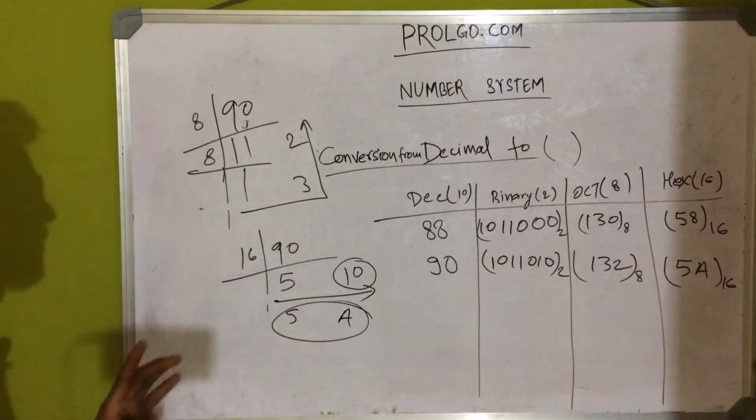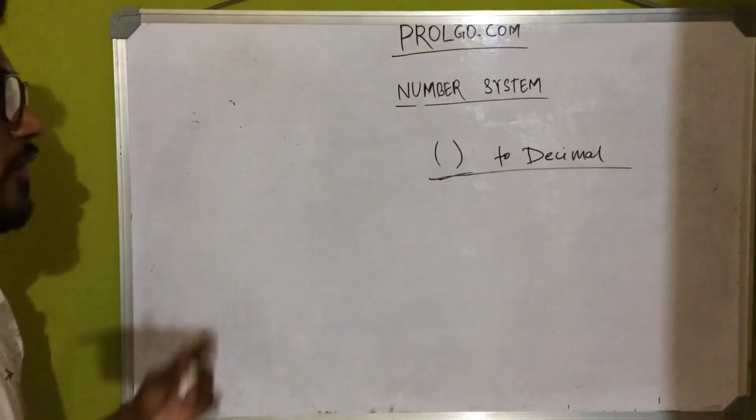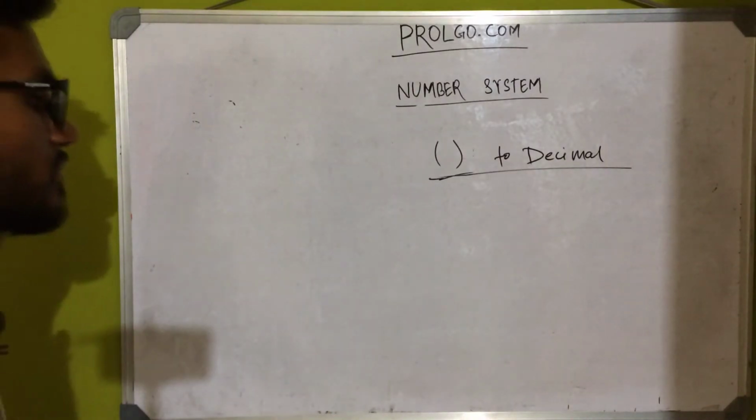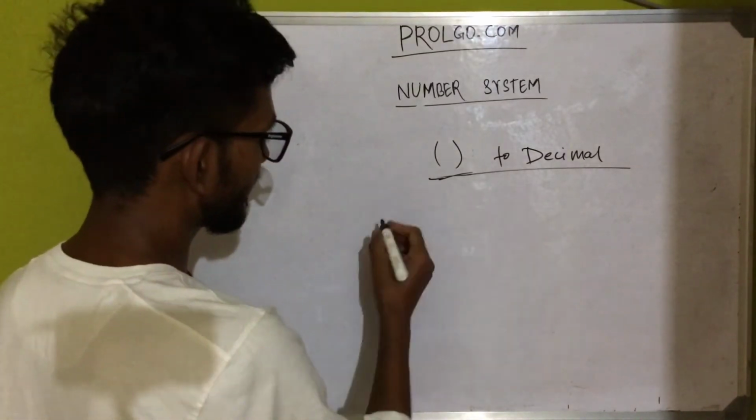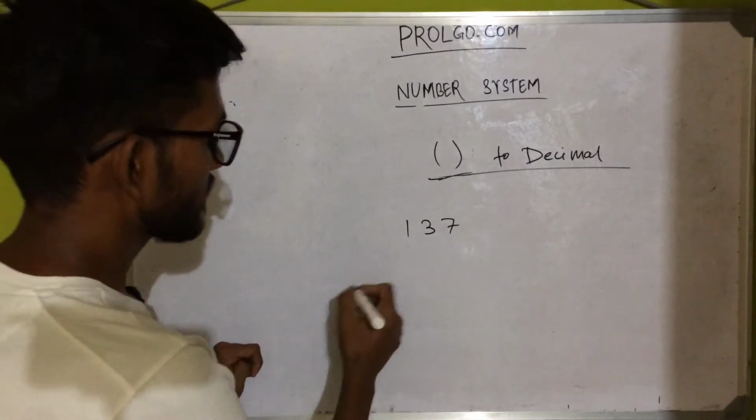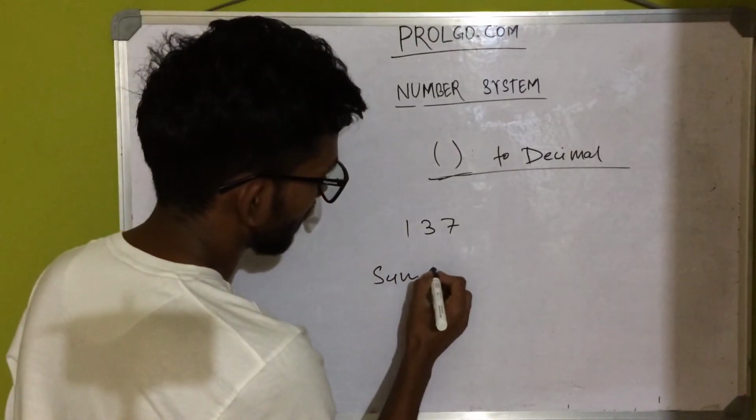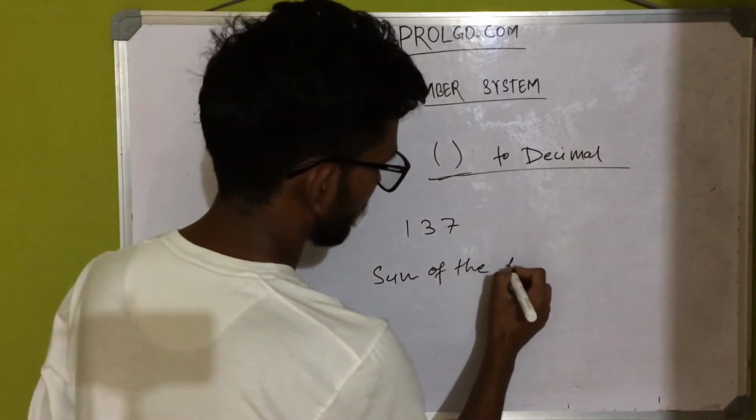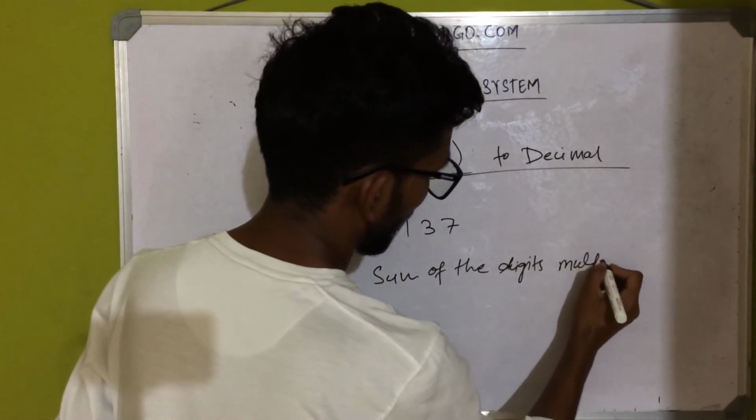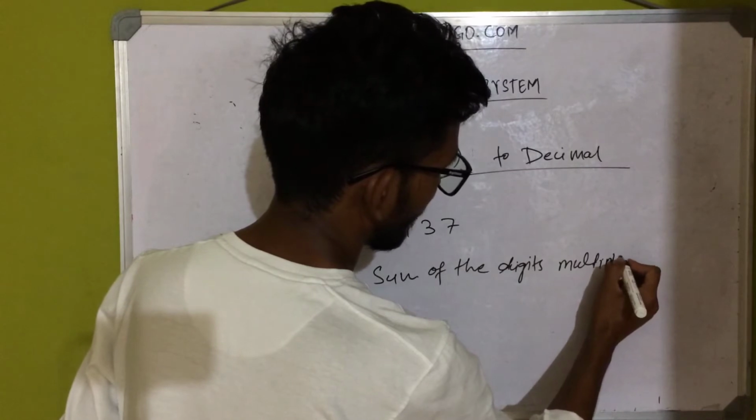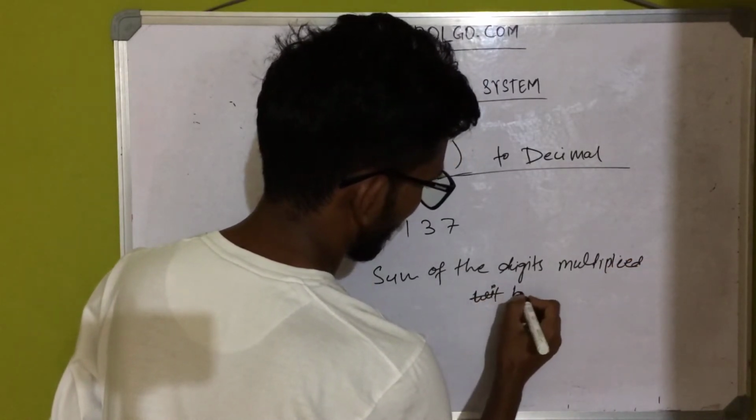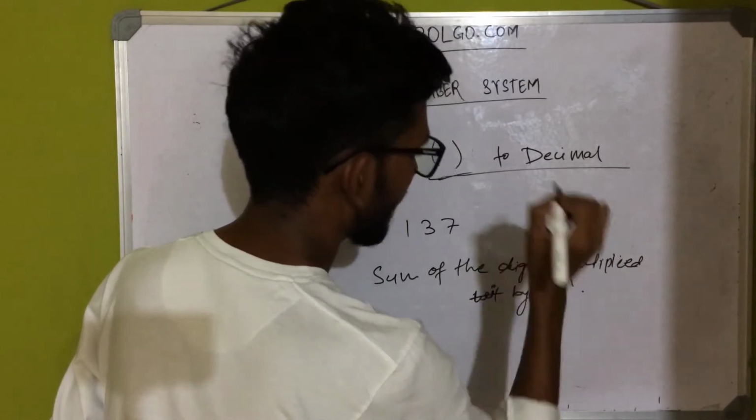Just a simple rule, no confusion. Now we have to convert from any other number system to the decimal number system. Think of any decimal number. What is it, in actual? It is the sum of the digits multiplied by 10 to the power n.